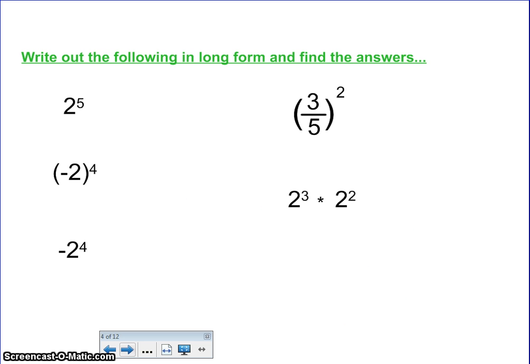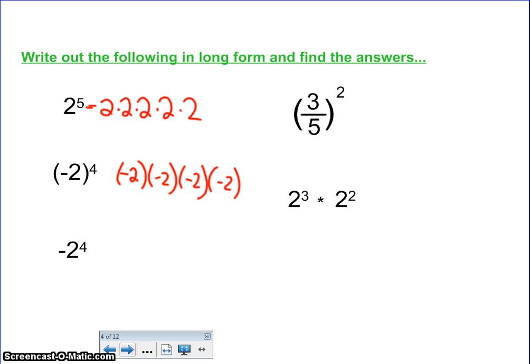All right, we want to write these out in long form and fill in the answers. Well, we're not going to fill in the answers right now, but 2 to the 5th is 2 times 2 times 2 times 2 times 2, 2 being multiplied 5 times. Negative 2 to the 4th, since the negative 2 is in parentheses, it's all going to be to the 4th power, so this one's going to be negative 2 times negative 2 times negative 2 times negative 2. That's going to give you a positive answer because there's 4 negatives in there.